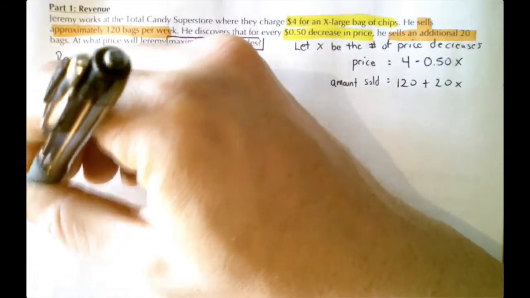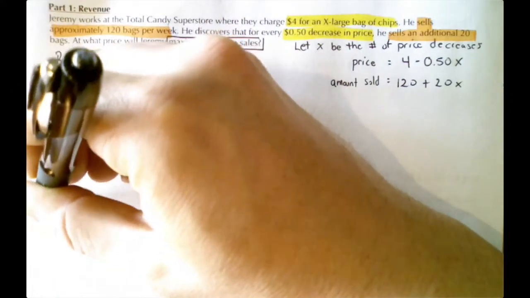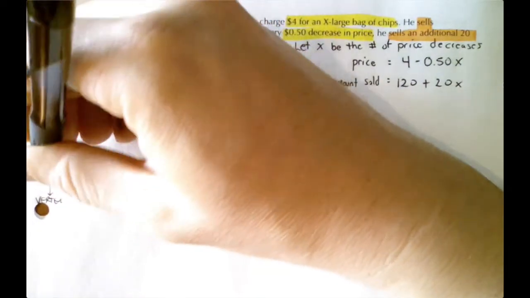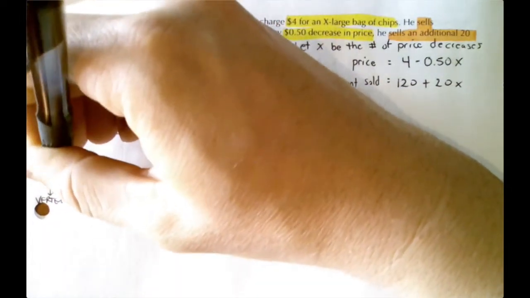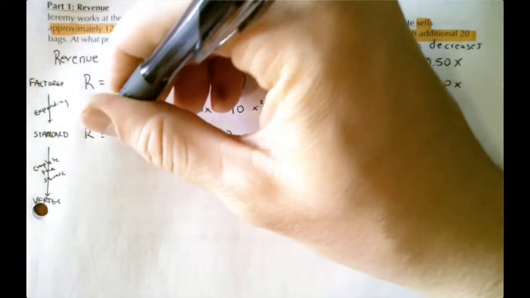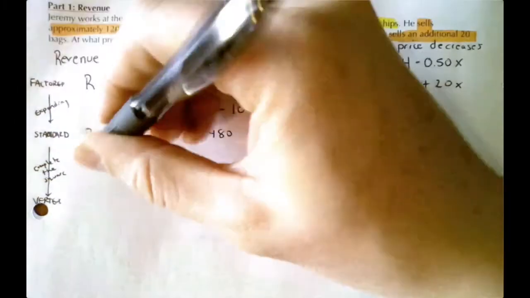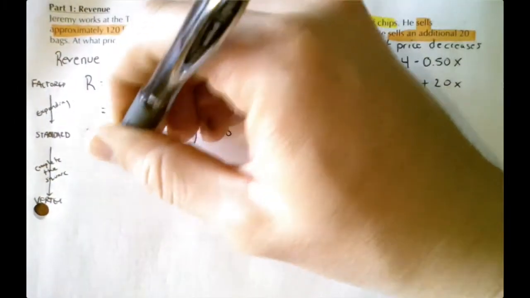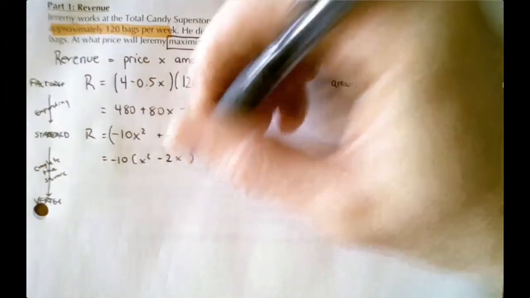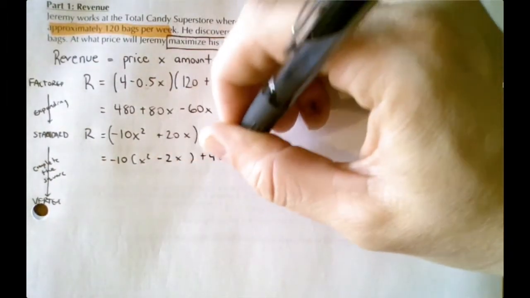And now we're going to go from standard to vertex. And we're going to do that by completing the square. All right, so let's complete the square. Group the first 2 terms. Common factor what's in front of x squared, so negative 10 comes out of the bracket. 20 divided by 10 is 2. Positive divided by a negative is negative, so we got negative 2x plus 480.